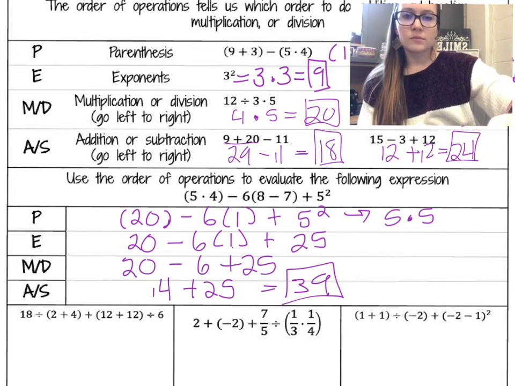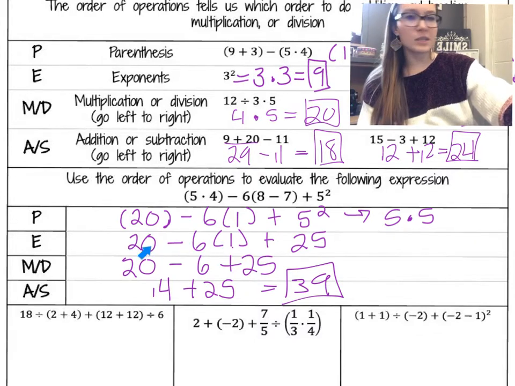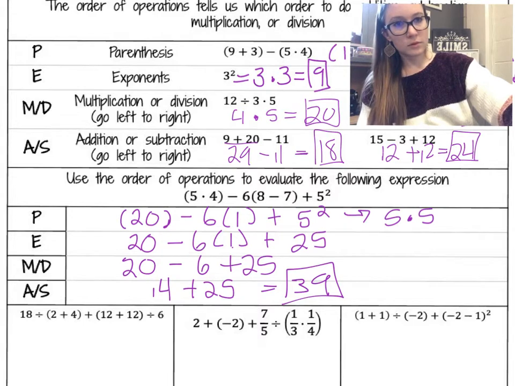Okay, so just to recap, we started with the parentheses. 5 times 4 got me 20. 8 minus 7 is 1. Then we did our exponents. Everything else stayed the same. 5 squared means 5 times 5, which is 25. So now it's 20 minus 6 times 1 plus 25. Then we're going to do the multiplication. So 6 times 1 was 6. So 20 minus 6 plus 25. 20 minus 6 was 14. Then plus 25 was 39.